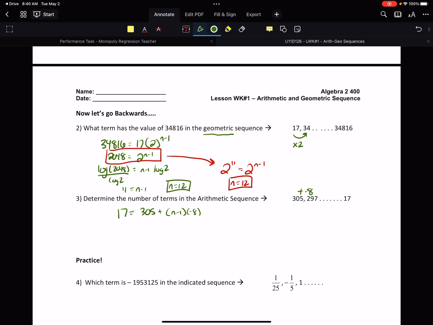I'm going to subtract 305, negative 288 equals n minus 1 times negative 8. Divide by negative 8, positive 36 equals n minus 1, n is 37. That's a little bit of a backwards idea in the situation. Plug in what we have to find what we're missing.